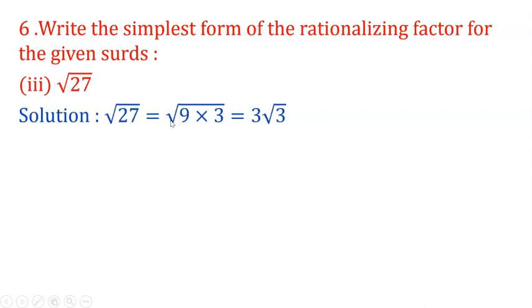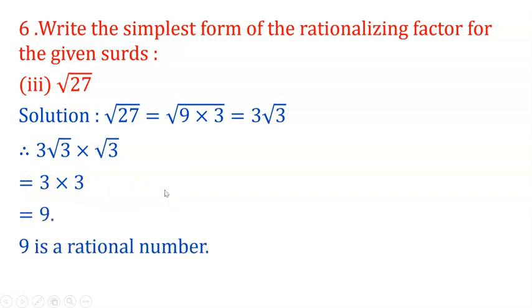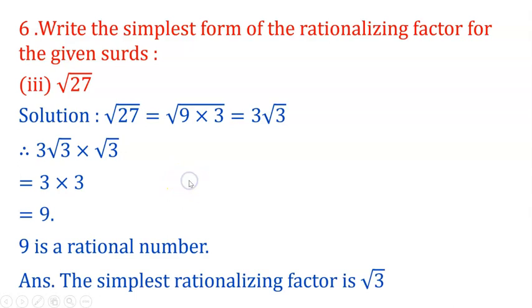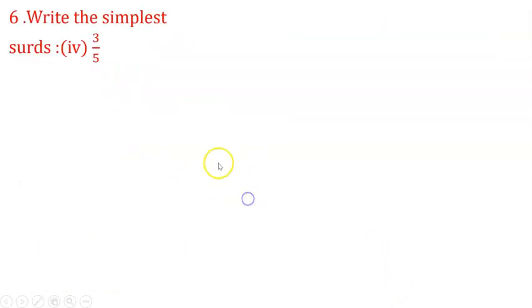Next, root of 27. Root of 27 can be written as root of 9 into 3, that is 3 root 3. Again here, if you multiply 3 root 3 by root 3, then you will get a rational number. Root 3 into root 3 is 3, and 3 into 3, you will get 9, which is a rational number. And hence, the simplest rationalizing factor is root 3. Okay. Next.